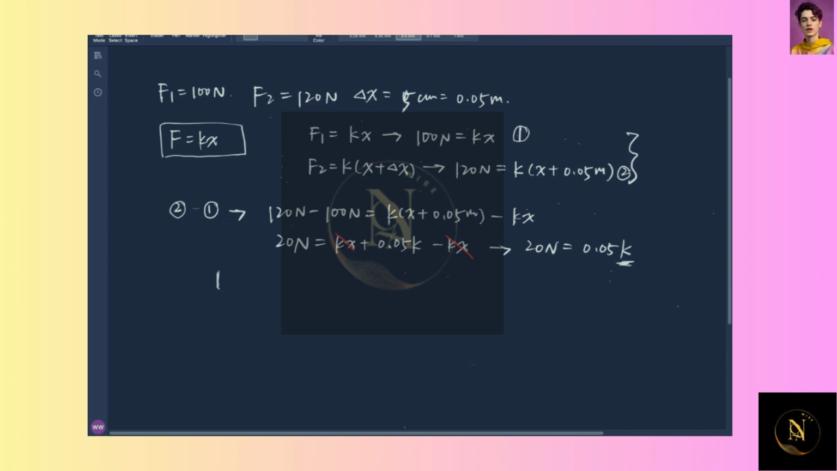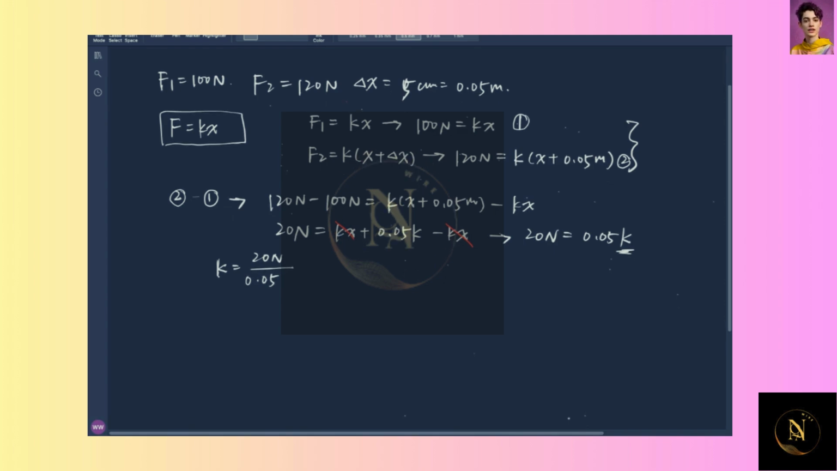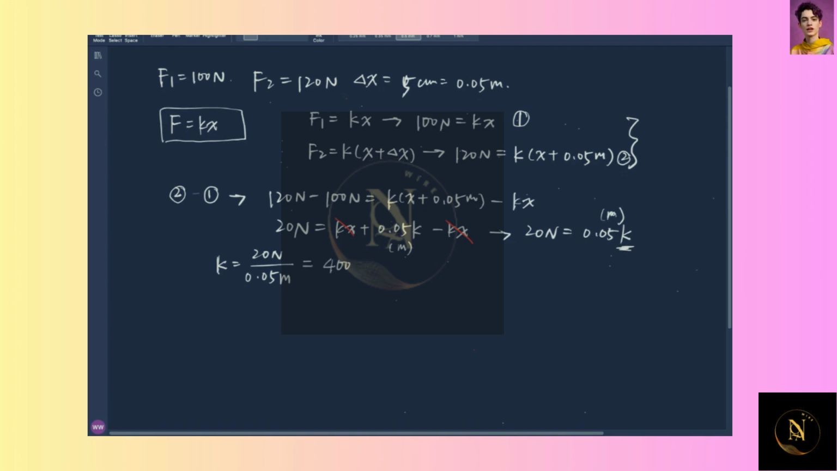So in the end, we can say k equals 20 Newton divided by 0.05. And be careful because I kind of missed the unit here, but you should always try to write out the unit just in case you make any unit mistakes or cause any confusion. So as for now, we have 20 Newtons divided by 0.05 meters, and that's going to give us 400 Newton per meter, and that is the spring constant.